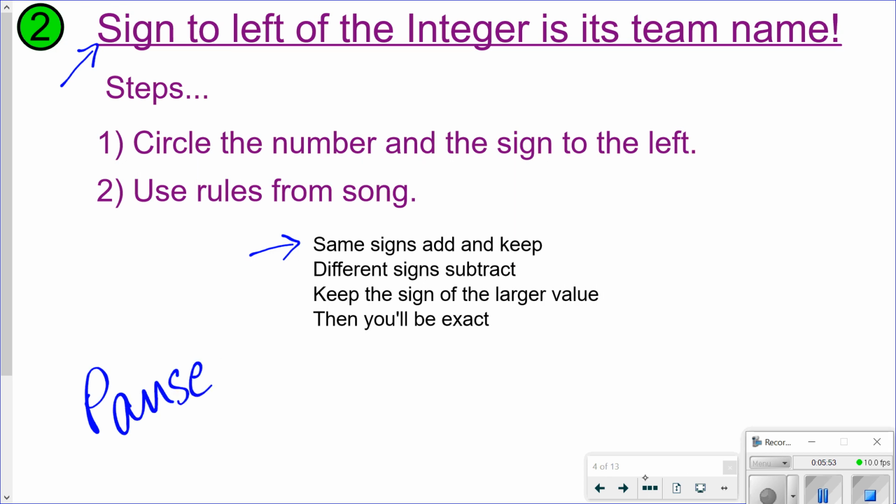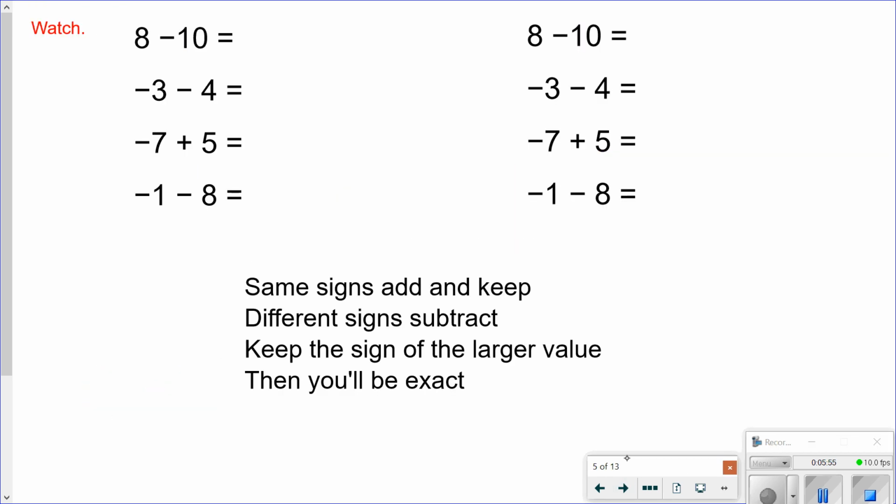Okay, let's do some practice. I just want you to watch me do these examples just so you can see it done correctly over and over.